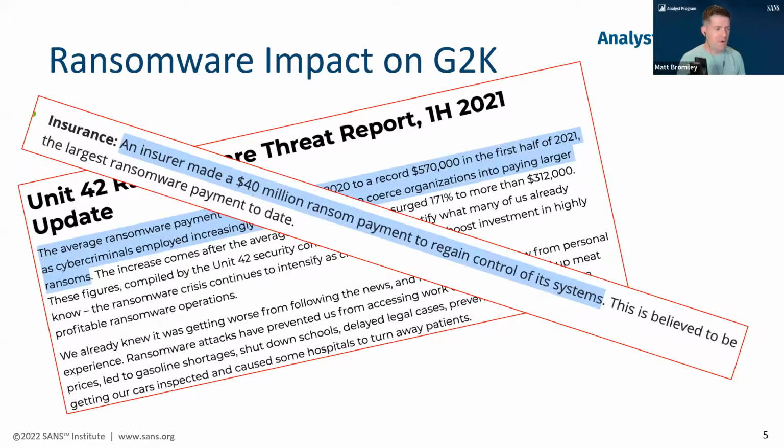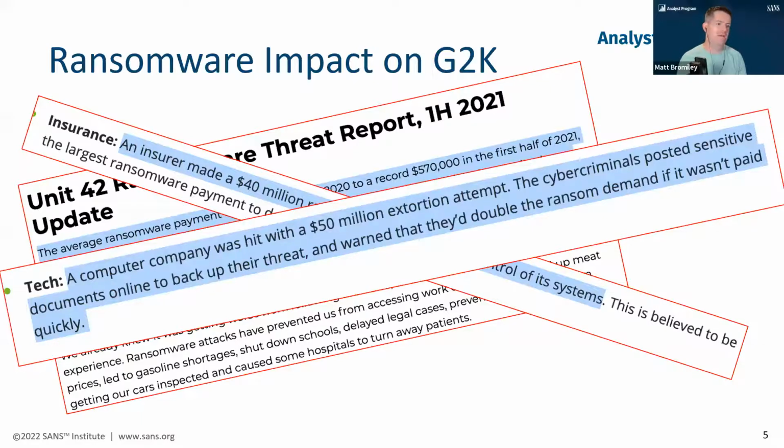And the other thing that I'll point out, which I've always been really interested in, is how the threat actors do their homework when it comes to demanding money. I dropped in here a third example of a tech company being hit with a $50 million extortion attempt, with a warning that they'd double the ransom if it wasn't paid quickly. There's another example I like to mention. Not sure this would necessarily be a G2K, but more of a focus on tactics when it comes to finance.